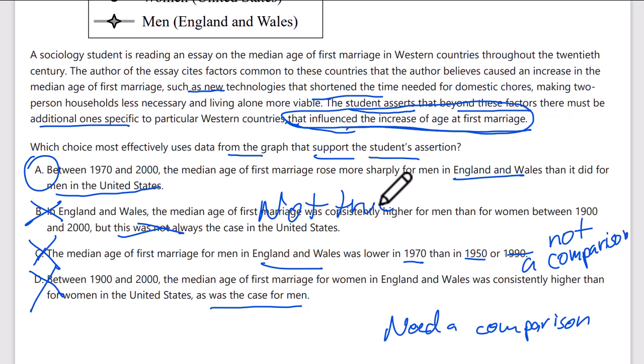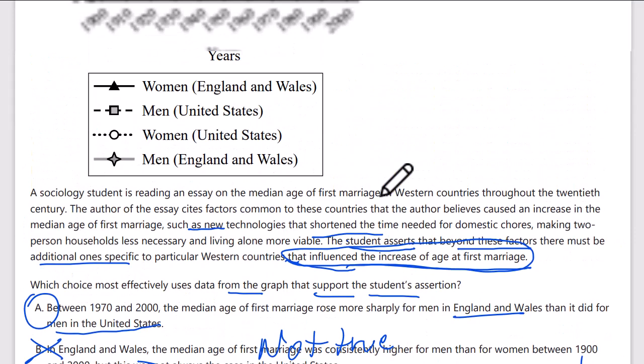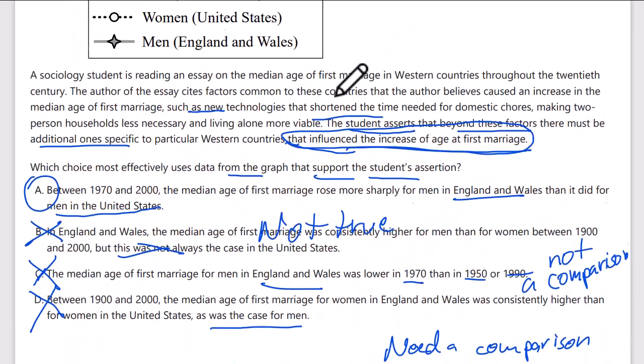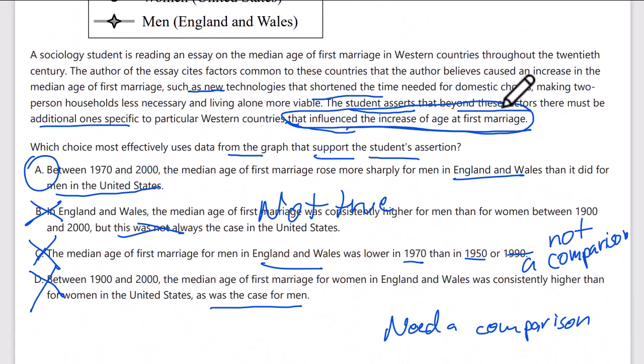The correct answer is going to be A. You had England going up fairly quickly, and the United States only going up somewhat, more so than in previous years. So some other factor had to be at play. We need to see some differential growth rates. They both had the technology, you can presume. So why would they grow at very different rates? That's probably the best evidence for the student's assertion.